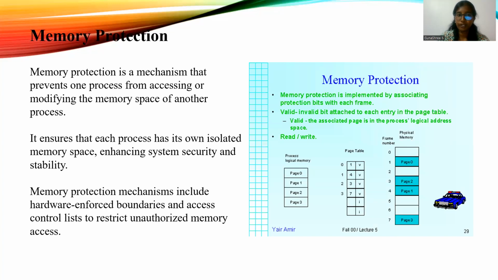Moving on to memory protection. It is a mechanism that prevents one process from accessing or modifying the memory space of another process. It ensures that each and every process has its own isolated memory space, also enhancing system security and stability. Memory protection mechanisms include hardware enforced boundaries and also access control lists to restrict unauthorized memory access.